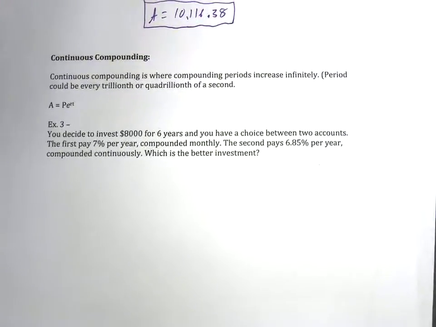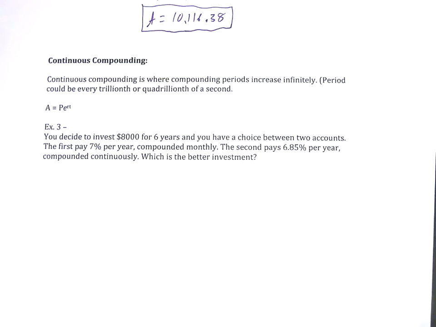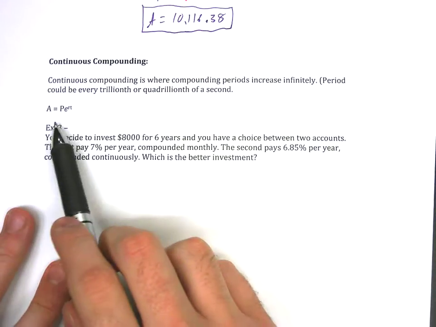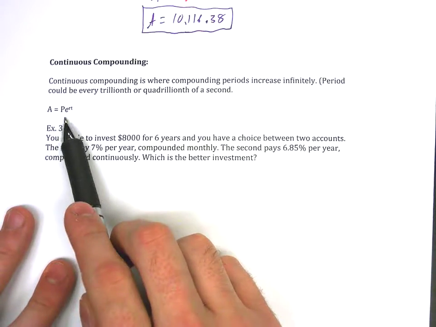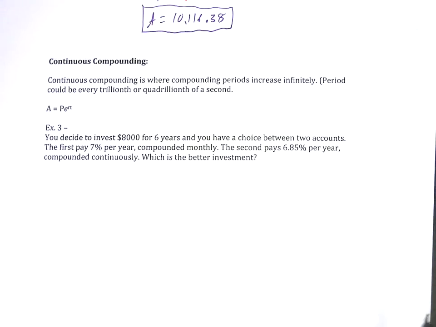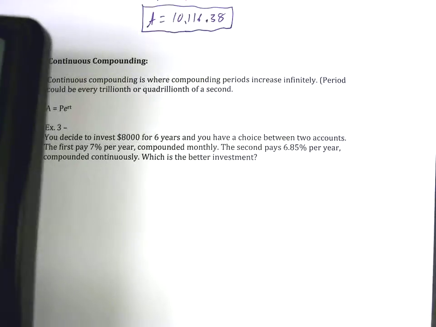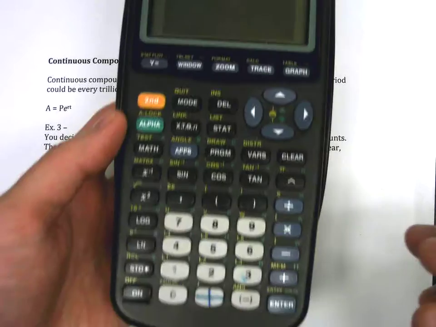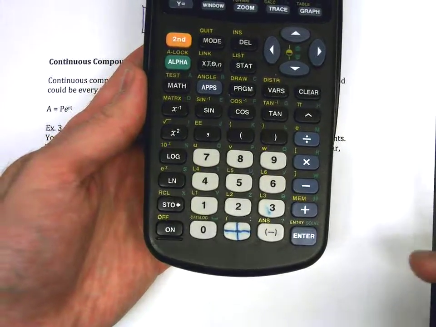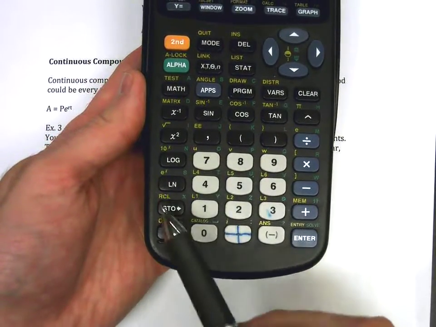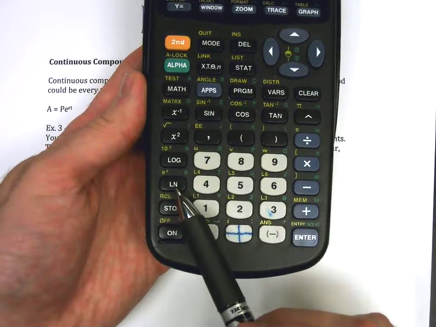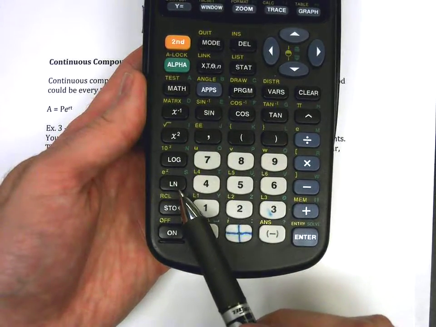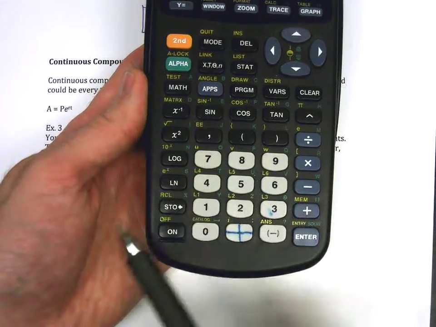So we have a new formula for this one to account for that change, and that's A equals P e to the RT power. Now keep in mind that e is not a variable, it actually has a value. It's basically the opposite of a log. There is a special button in our calculators for this. It's right here, it says e to the x. Note that it's on the natural log button. That's what the ln stands for, natural log. It's the opposite of natural log.